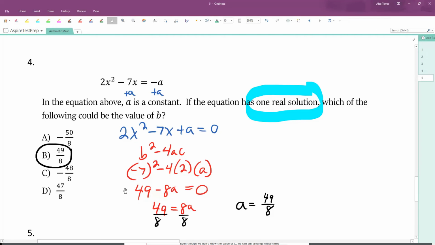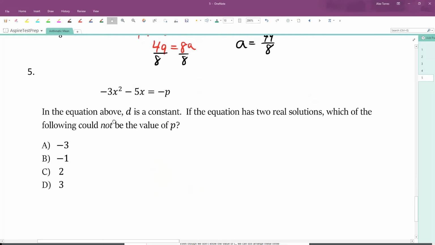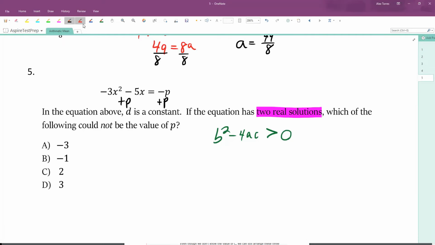Going over to number 5 now. The equation has two real solutions. Two real solutions means that the discriminant has to be a positive number. So let's go ahead and get it into a quadratic form by adding p to both sides. We have negative 3x squared minus 5x plus p equals 0. So that means our a is negative 3, our b is negative 5, and our c is p.